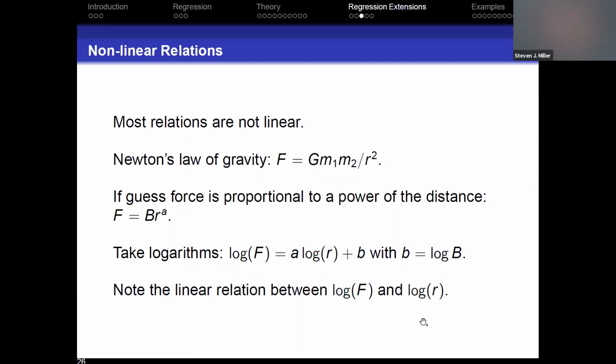So if you want to put this in the language we did before, the log of r, that would be our x. That would be our input. And the log of f, that would be our y. That would be our output. And what we could do now is we could go to the lab and we could observe attractions between different, say, fixed masses at different distances and use this to sniff out what the relationship is.